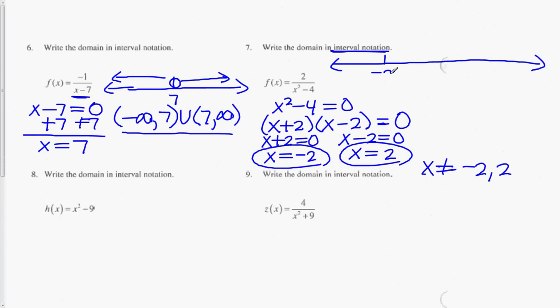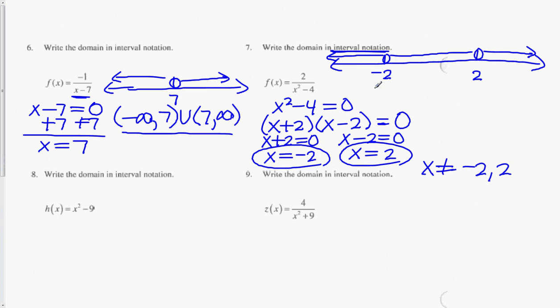So I'm going to just make me a quick graph, negative 2 and 2, because those are the numbers that are going to have open circles. So I've got to show I can use any number to the left, I can use any number in between, and I can use any number to the right. I have to skip negative 2 and positive 2.